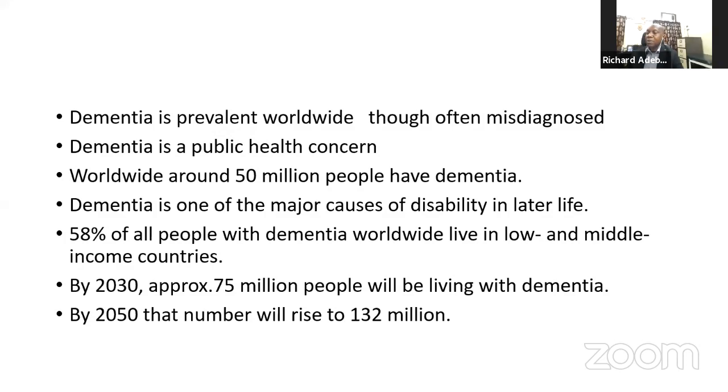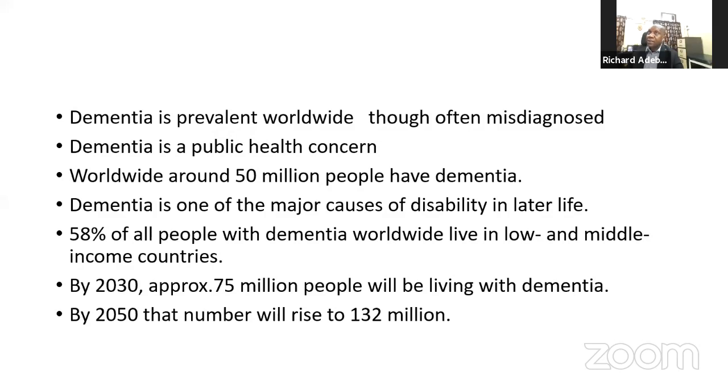Everybody wants to grow up and live a comfortable life, retired into a life of peace and serenity. But unfortunately, dementia is a major cause of disability in that age group. 58% of all people with dementia worldwide live in low and middle income countries. It's frightening that by the year 2030, approximately 75 million people will be living with dementia because a lot of people are growing older now.